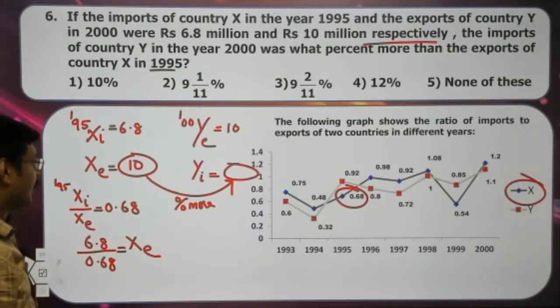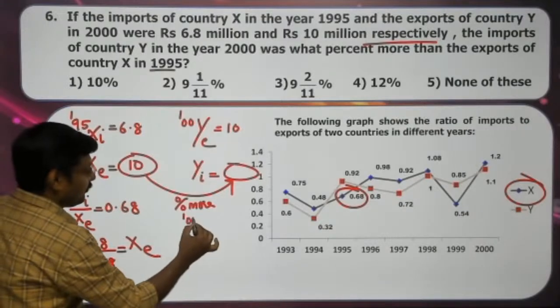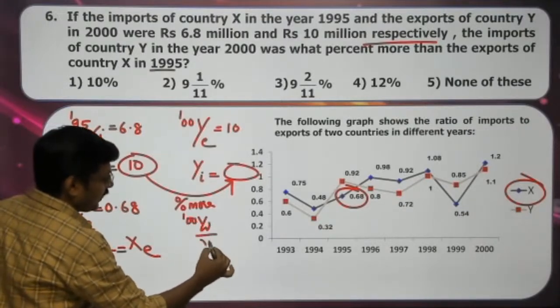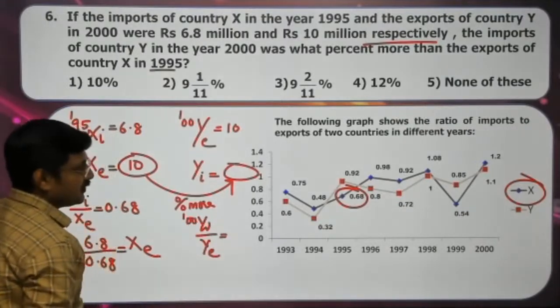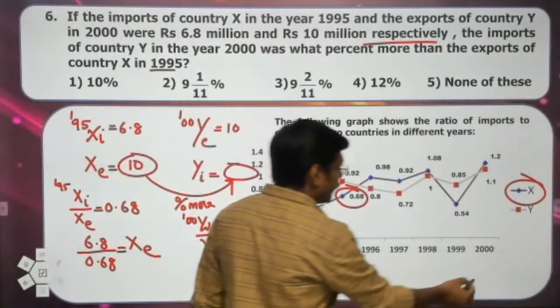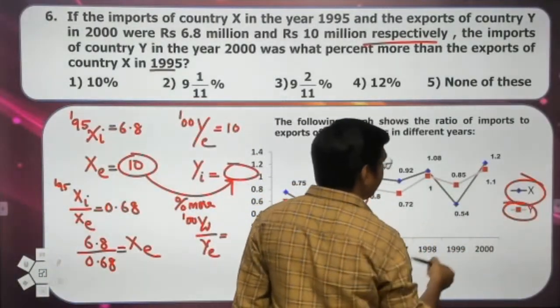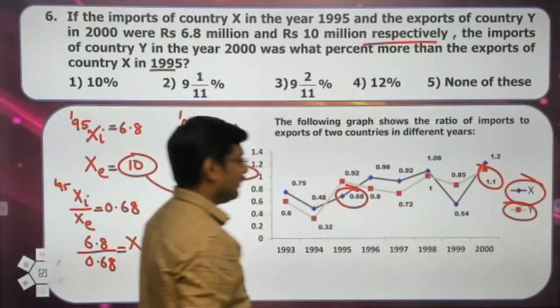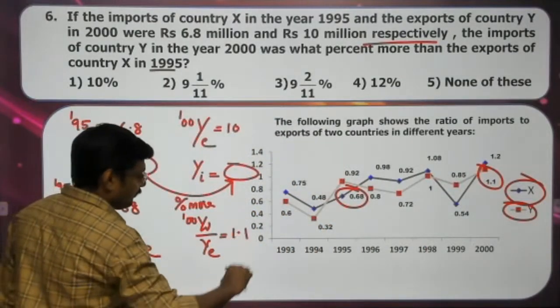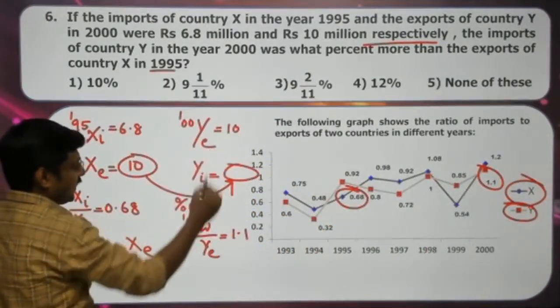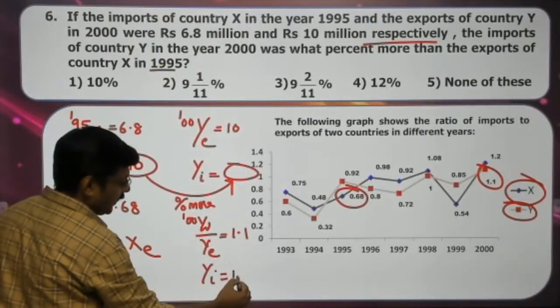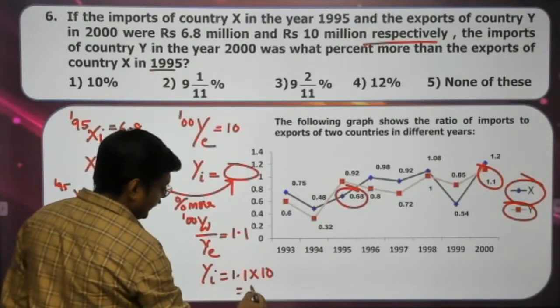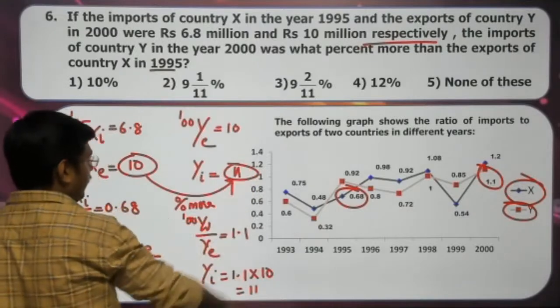Next, import of country Y. Yes, the import to export ratio for 2000, country Y. We need to find that for 2000, country Y, that is red. So it is 1.1, right? And we know that export is 10, so we can say that import is equal to 1.1 into 10, that is 11. So we got this value 11.